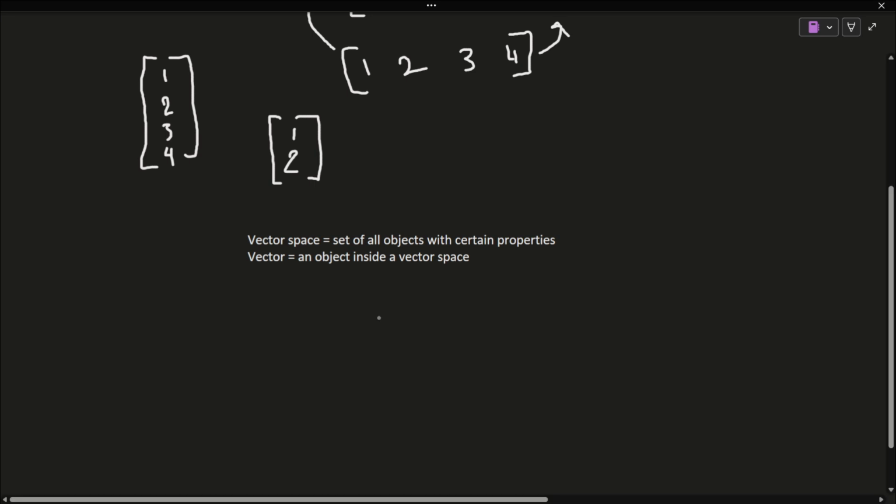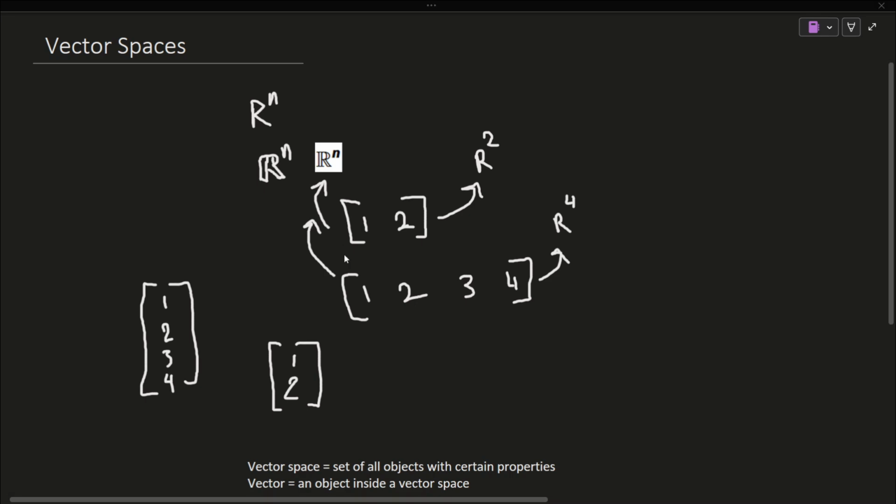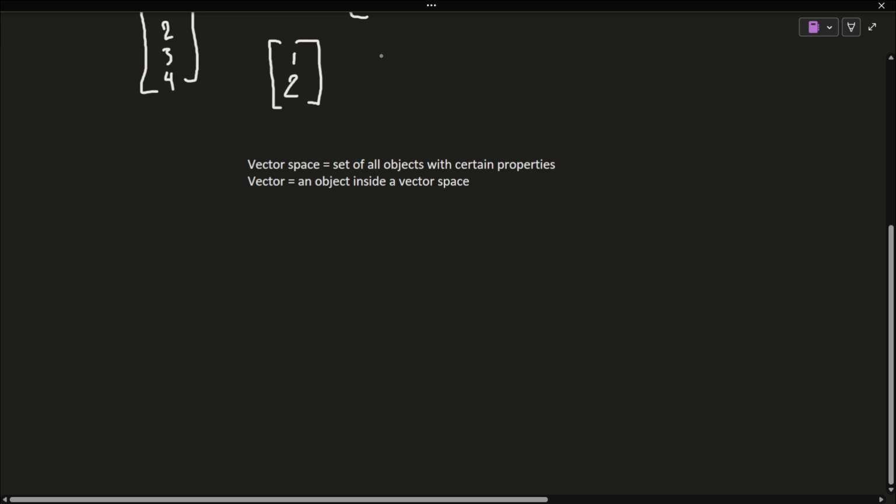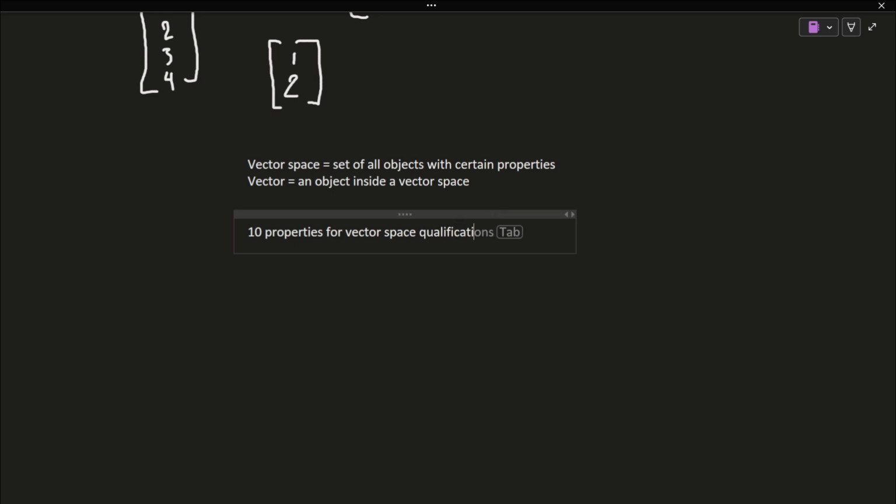N-tuples, like we just discussed, are a type of vector space with row matrices. But we now need to formally define what characteristics they have to meet. There are 10 characteristics that they have to meet. So, 10 properties for a vector space qualification.